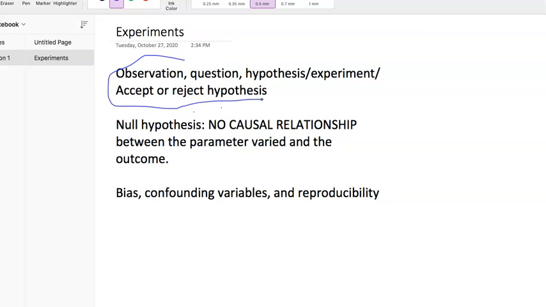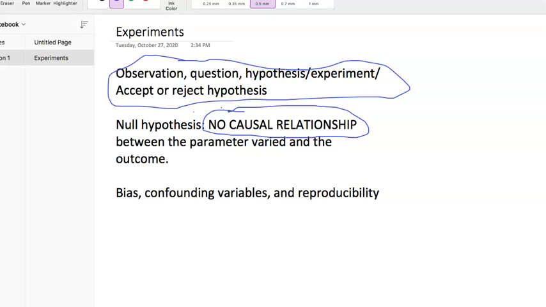You just have to have this memorized. So if you feel like you don't have it in the back of your mind, then you want to go ahead and memorize it. And you could also easily see a question about a null hypothesis. The technical definition we have here says no causal relationship between the parameter varied and the outcome. What you really want to be thinking is this part right here: no causal relationship, null hypothesis. You have a hypothesis, and a null hypothesis.